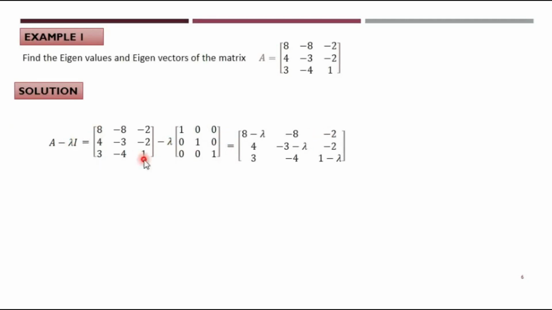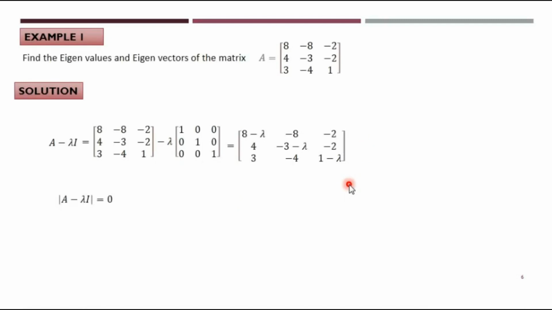So हर एक diagonal element, what will happen? Lambda will be subtracted from each of these diagonal elements because we are having 1 only in the diagonal elements. Rest all the elements are 0. So whenever you calculate A minus lambda I, lambda will be subtracted from these diagonal elements. So we will get 8 minus lambda, minus 3 minus lambda and 1 minus lambda. ठीक है? अभी हमें इसका determinant निकालना है. So determinant of this matrix.